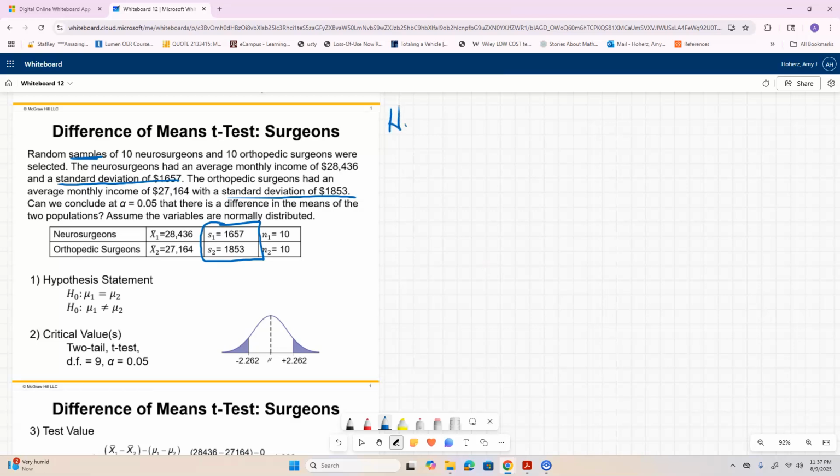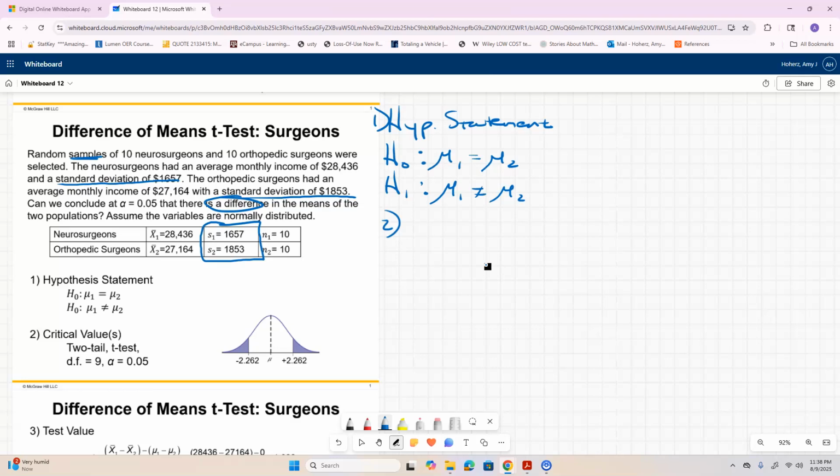So our hypothesis statement: we're back to assuming that they're the same because there's no stated difference. So our null hypothesis is that mu1 and mu2 equal each other. Our alternative hypothesis is that there is a difference in the means. So just mean 1 does not equal mean 2. Mu1 does not equal mu2.